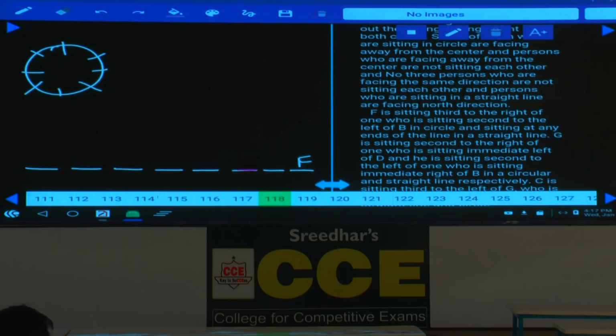G is seated second to the right of the one who is seated to the immediate left of D, and he is sitting second to the left of the one who is to the immediate right of B in a circle and a straight line respectively.